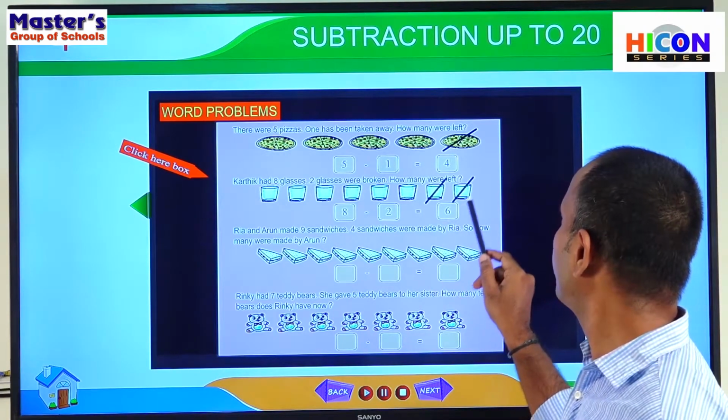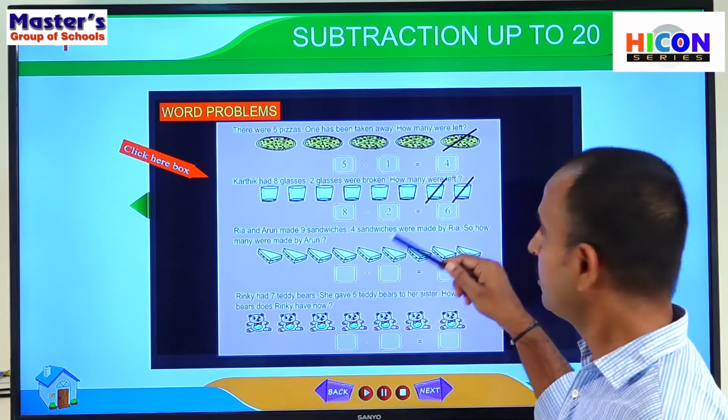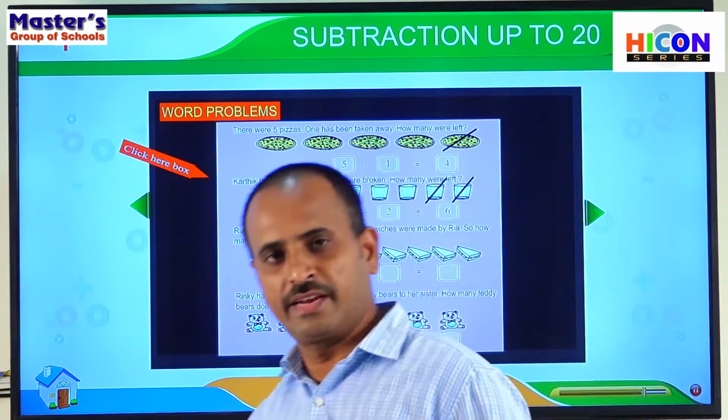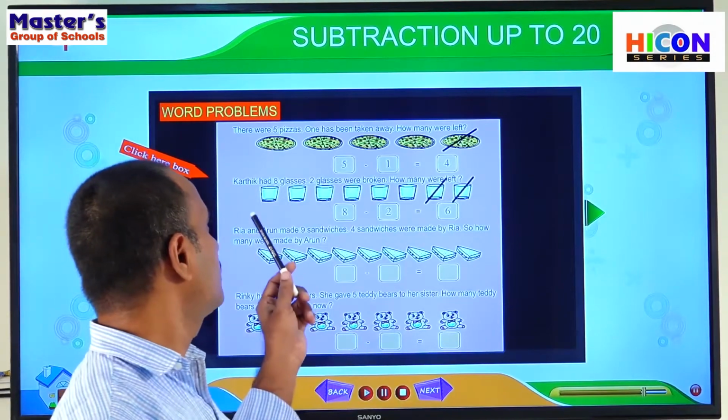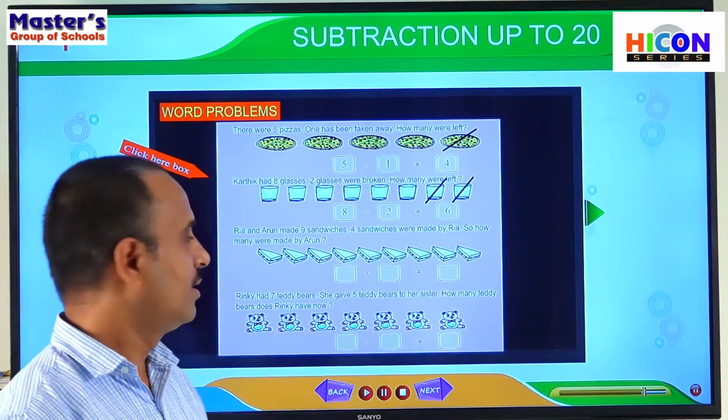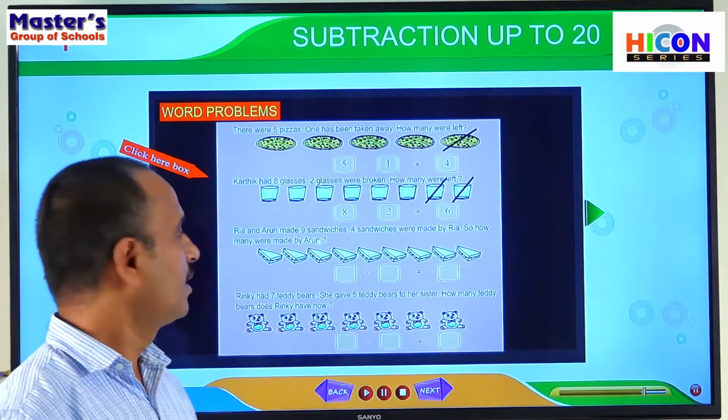The children, observe carefully. 2 glasses were broken. That means 2 glasses are taken away. And how many glasses are there? 6 glasses. Next, see the third problem.